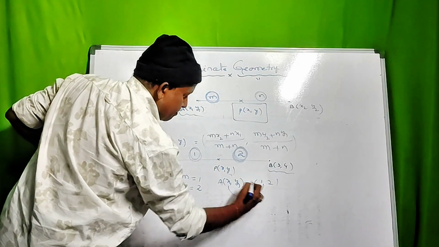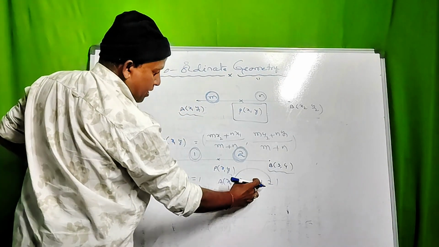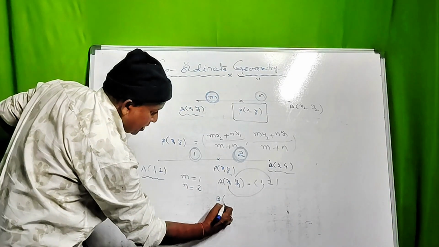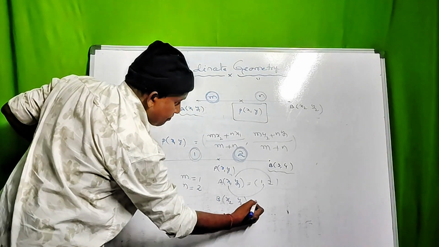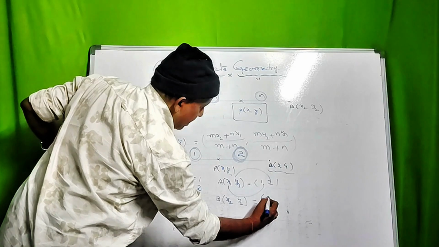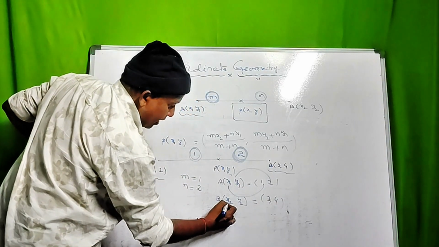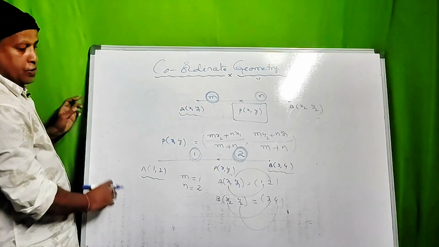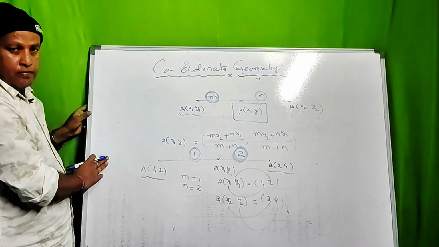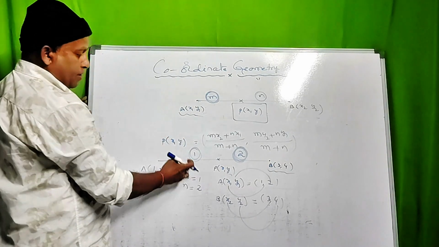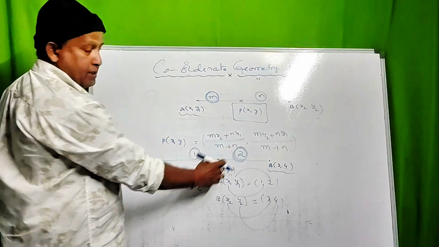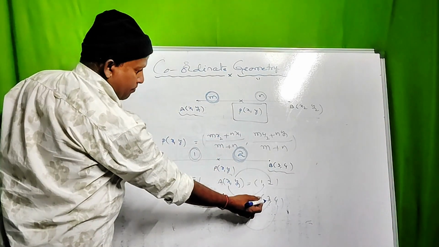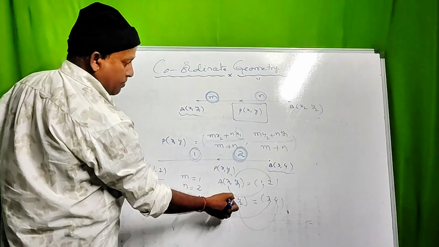A (x1, y1) is (1, 2), which means x1 value is 1 and y1 value is 2. Similarly, B (x2, y2) is (3, 4), so x2 value is 3 and y2 value is 4. So don't hesitate to apply this formula. Wherever m is there, replace it by 1. In place of n, replace it by 2. Wherever x2 is there, replace it by 3, and wherever x1 is there, replace it by 1.